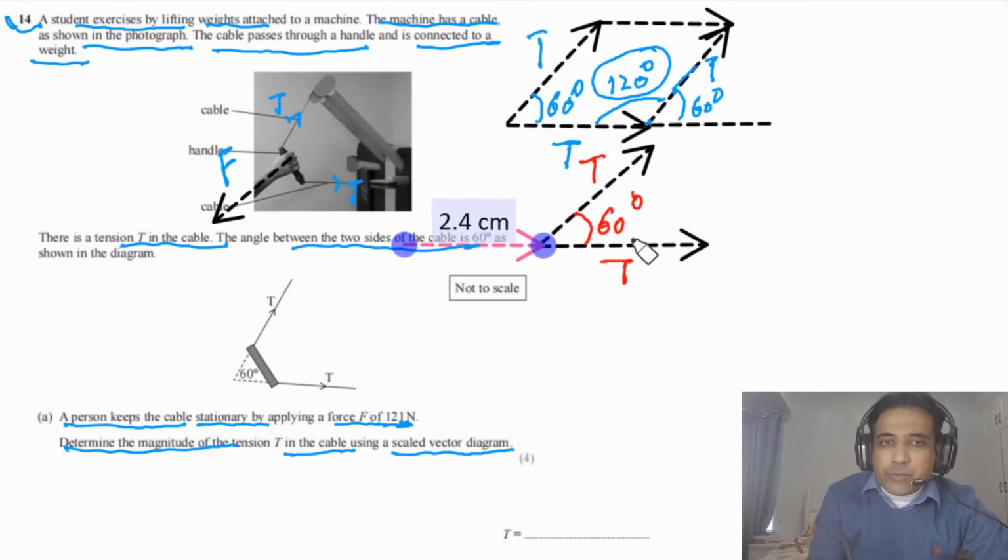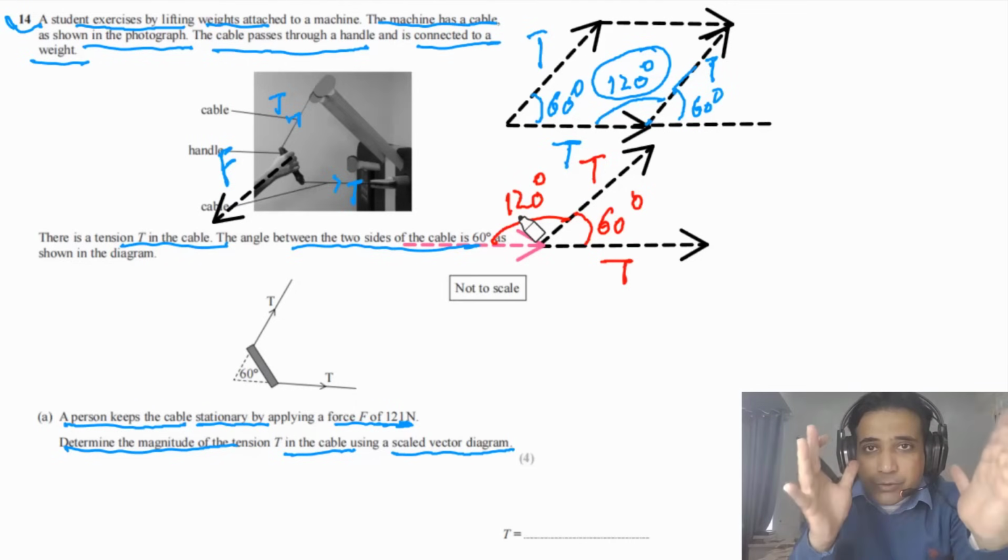So it means I move this vector to this place. Now if I ask you, what is this angle? I hope you will say this is 120 degrees. This is the first thing you need to understand, a basic concept.